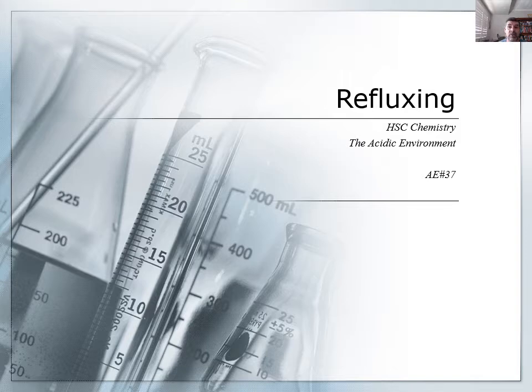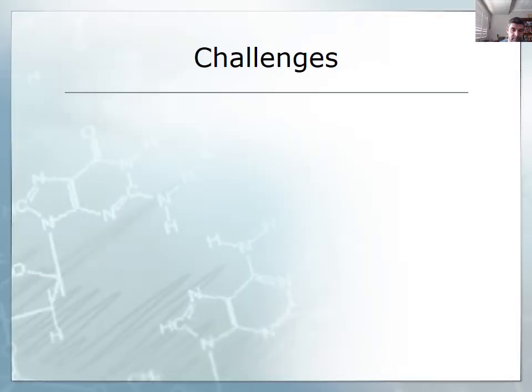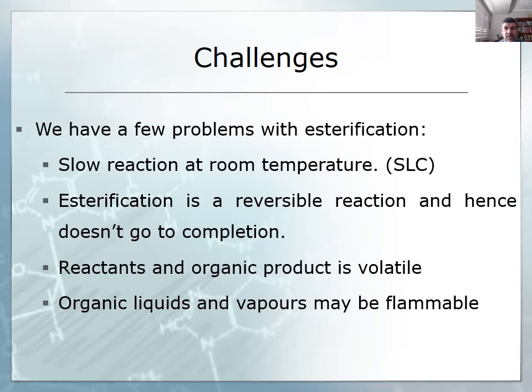In this video we're going to be looking specifically at refluxing. When we're carrying out our esterifications, we have a couple of challenges associated with the process. First of all, at room temperature, the temperature is low enough to result in a very slow reaction rate. So at room temperature, the esterification process occurs very, very slowly. Esterification is a reversible reaction, that is an equilibrium, and hence it does not go to completion.